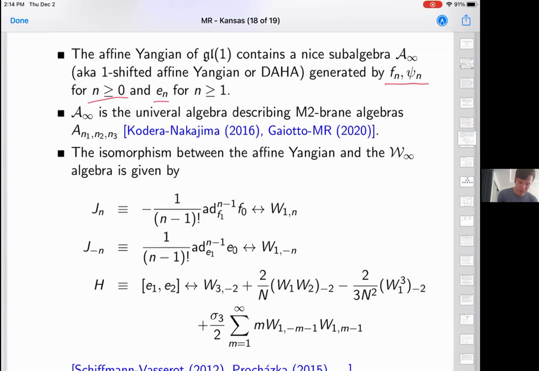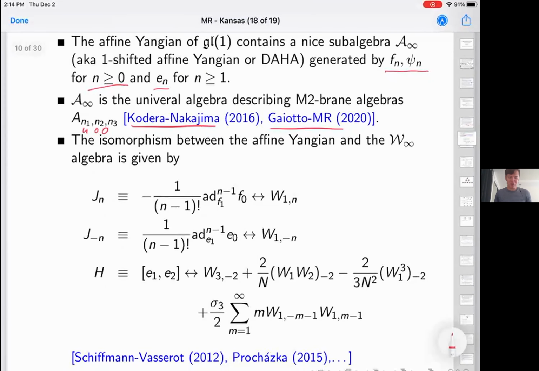So this was proven for the N2, N3 equal to zero case in Kodera-Nakajima, maybe somewhere else as well, but it's surely there. And in the general case in the work with Davide from last year. But since I haven't told you what A, N1, N2, N3 is, I cannot be more precise about this statement.